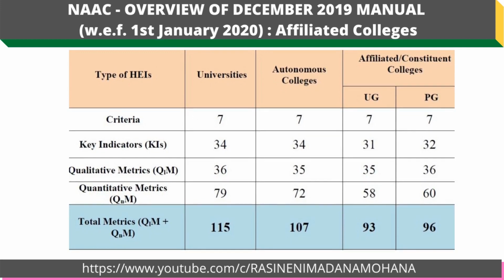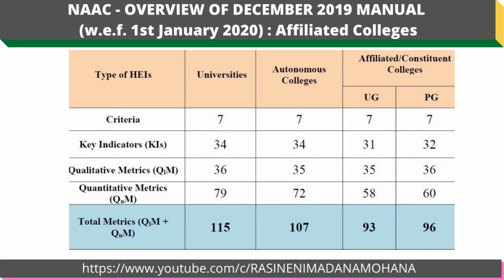So that is applicable up to 31st May 2022. In the current manual, here you can see the number of criteria and the total number of metrics. So in total for universities, autonomous colleges, then affiliated, there are two categories, UG colleges. If any college does not have any PG program, then you can follow UG. If you have at least one PG program, then you can follow the PG manual.